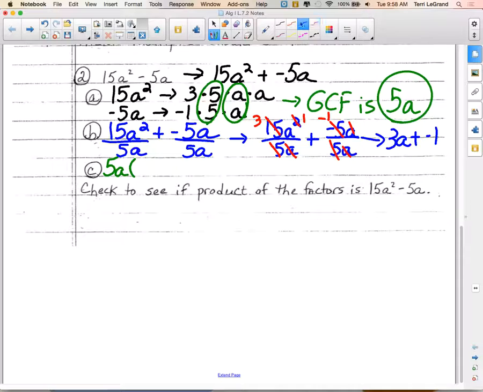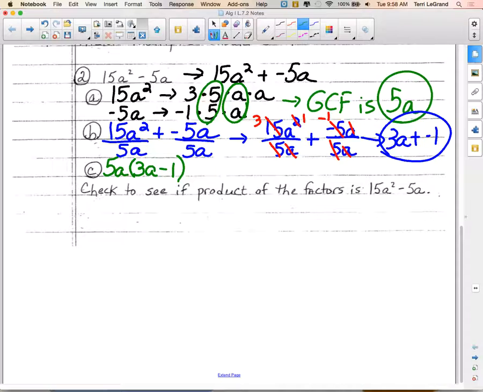So we are going to say this is our other factor. We're going to bring it down here with our 5A, and we're going to clean it up and say that 3A minus 1 would be the other factor. So 5A times 3A minus 1 would be the factor name.